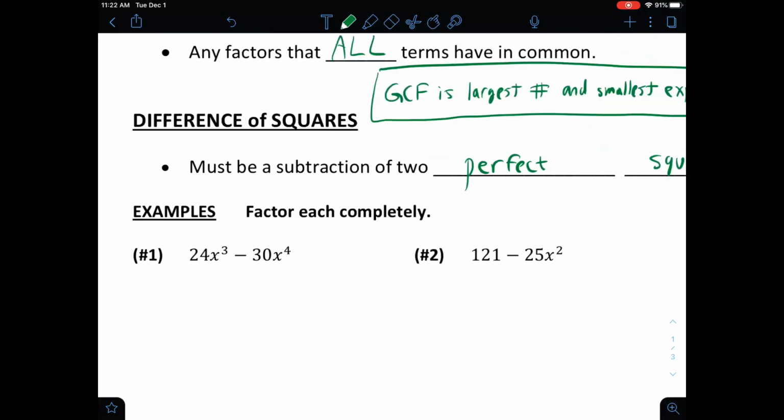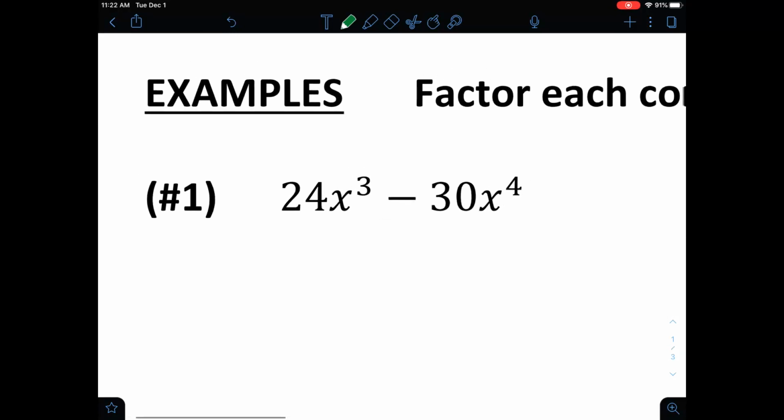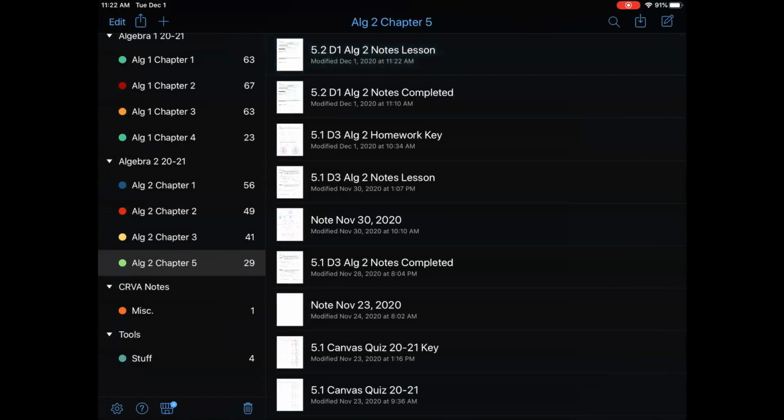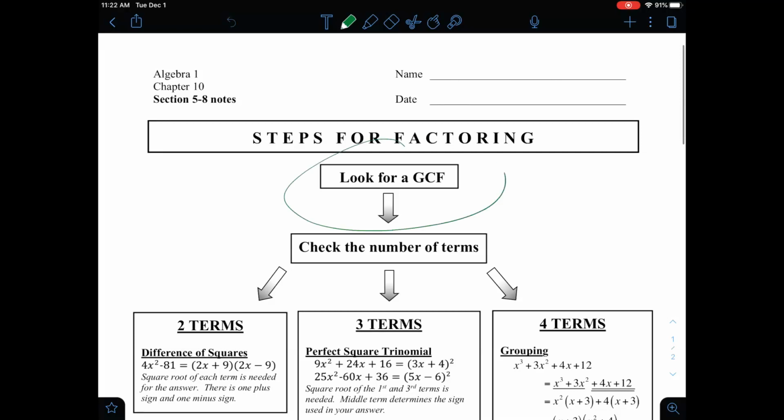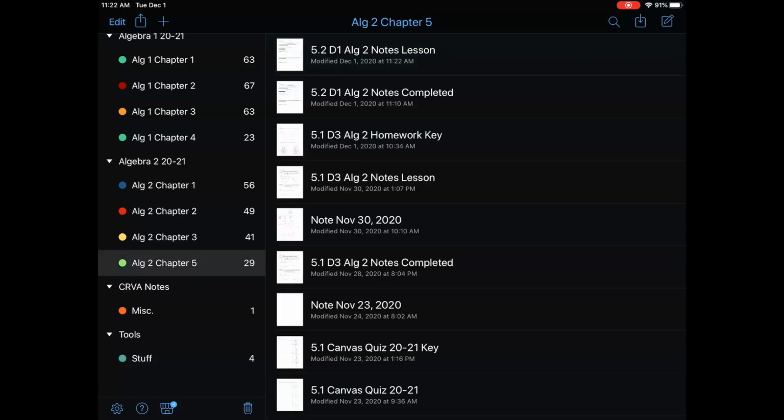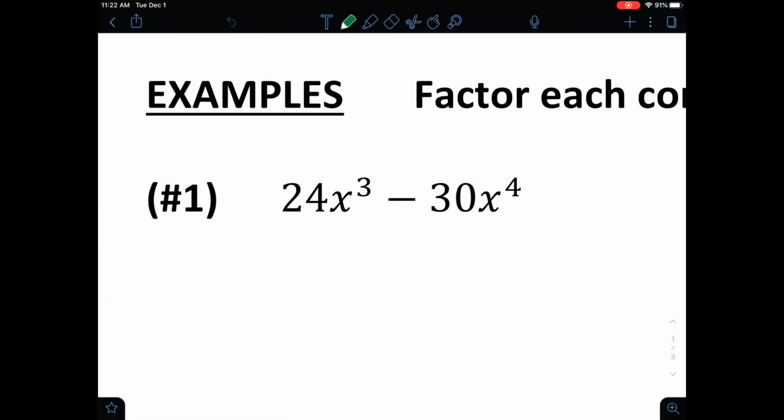Okay, so we have 24x to the third minus 30x to the fourth. First thing we look for on our factor flow chart, and hopefully you'll have access to this during the video instead of me going back and forth to it, is a GCF. We're looking for a number or exponent that goes into all the terms. Well, 24 and 30 are both even numbers, so at least 2 goes into both, but the biggest number that goes into these is actually 6. So we're going to divide both by 6. And what's the smallest exponent that we can pull out? X to the third or x to the fourth? Which one's smaller? We can pull out an x to the third.